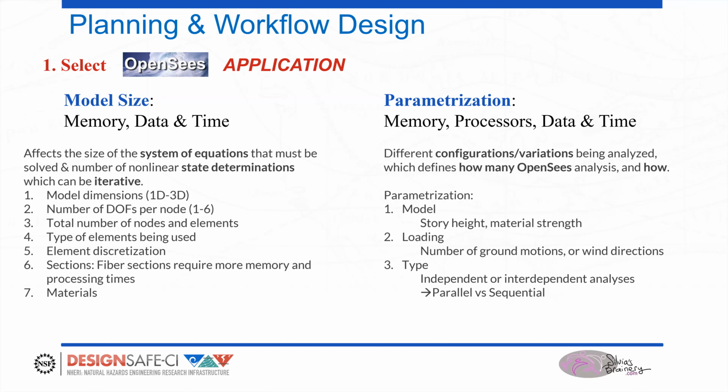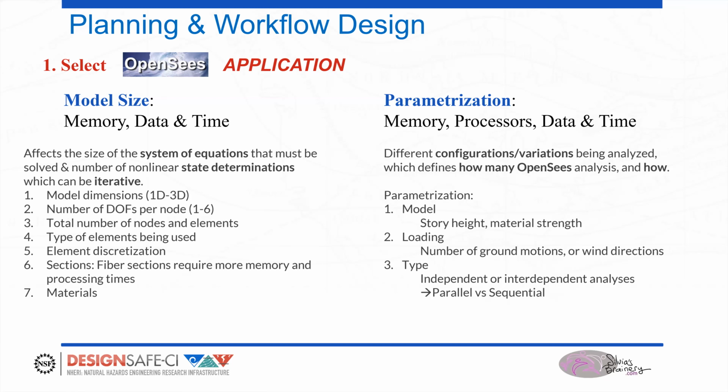The number of degrees of freedom per node. You can have springs that are just 1 degree of freedom per node. Quad elements have only translational degrees of freedom, and beam column elements have 6 degrees of freedom in 3D. And so the types of elements, as well as the number of nodes and the number of elements, really affects the size of your model.